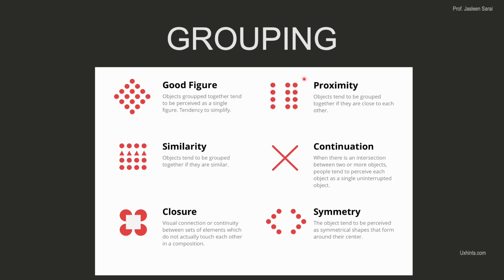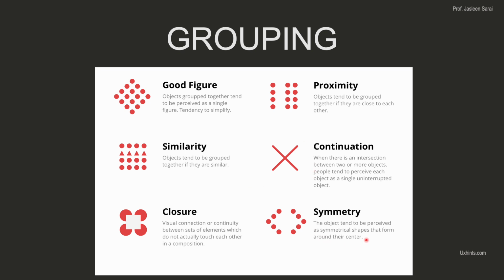Proximity is grouping objects by spacing them next to each other. Things that are grouped together, we read as one object, and then we read this as one object because it's separated by a little space. Okay, this one's kind of interesting, continuation. What we see here is an X, but it's actually just two lines intersecting each other, right? Because they're the same kind of line, we start to see this as an X versus two lines.